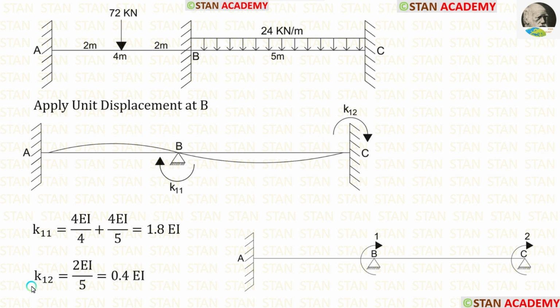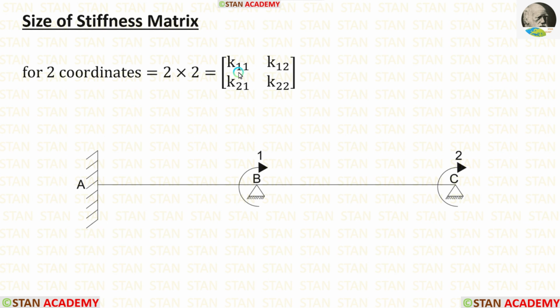Now let us calculate K12. For that, from the point C we have to look on both the sides. On the right side there is nothing. On the left side there is a hinged support. If the far end is hinged, the formula for stiffness is 2EI upon L. Length of CB is 5. Let us apply that. Finally, for K12, we are getting 0.4 EI. We have calculated the first row.